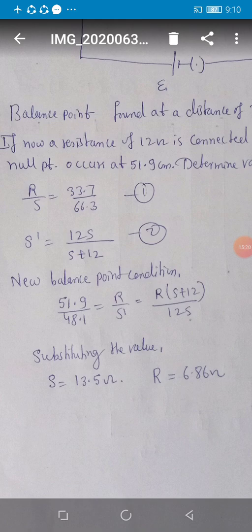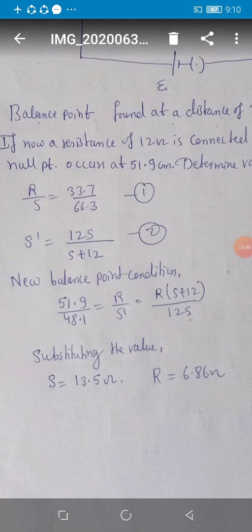Now student, if you substitute the value here, you will first get the value of S, and you can just calculate and see, student, it will come out to be 13.5 ohm. And from here you substitute the value in equation 1, you will get the value of R. So can you see, student, how we have got two unknown resistances by this method?